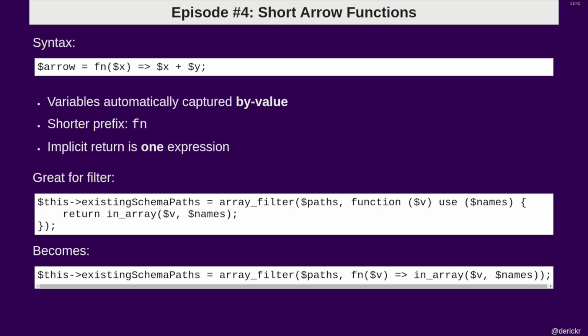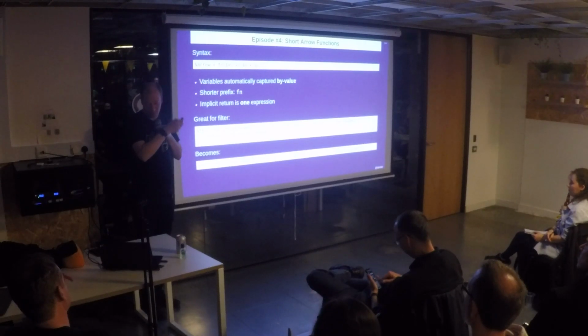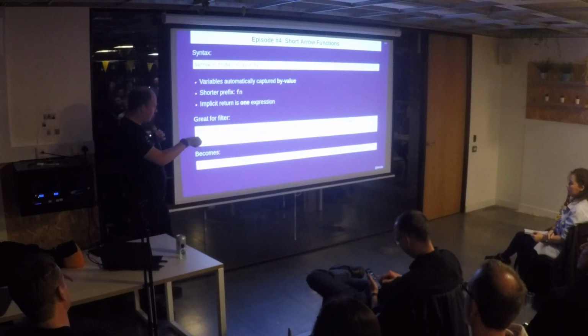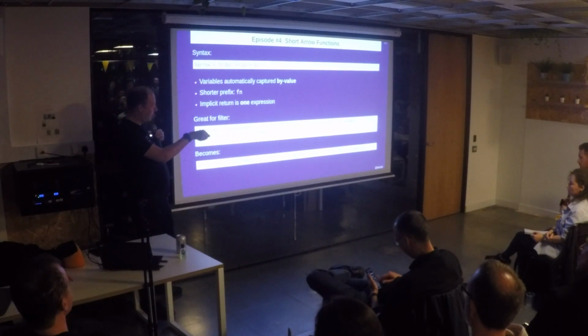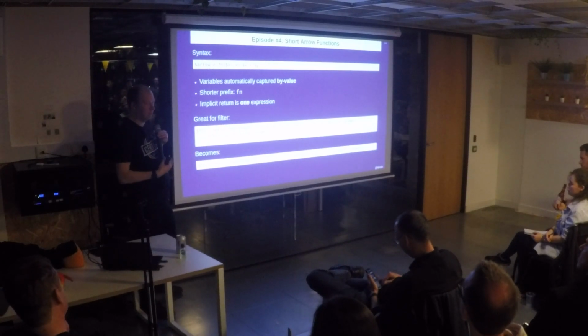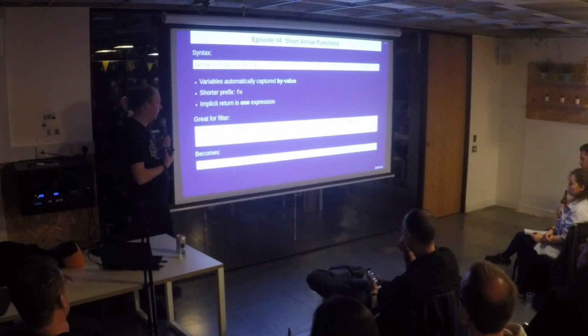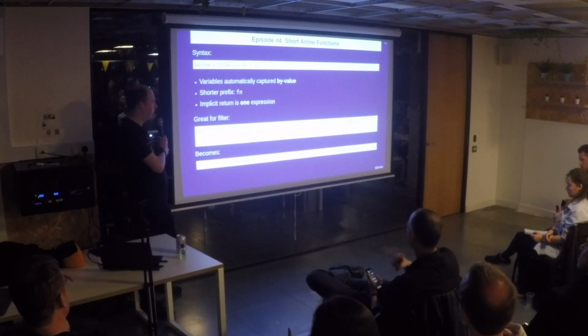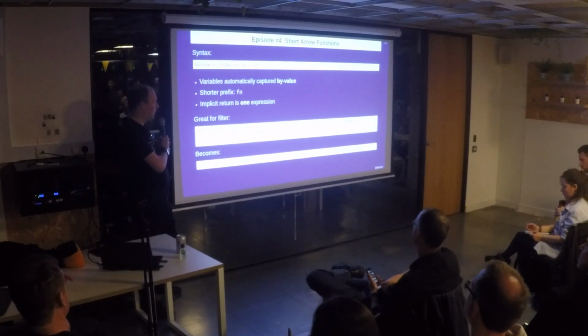The slides are available afterwards if you want to go over this. Yeah, the main use case is for things like filters. Like if you use array filter, you have this cumbersome function that you need to call. In PHP 7.4, you can just do that in like a third of the characters. This is probably the best use case where you would use this. I would not use this everywhere you can, because that makes it kind of unreadable.